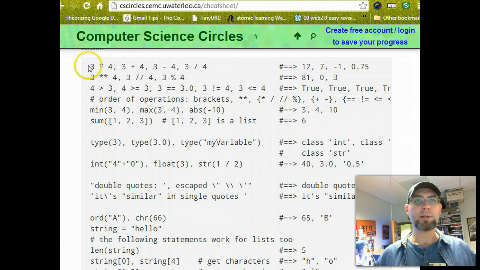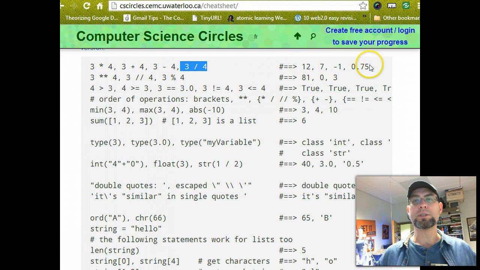So looking at these top items here, 3 star 4, which is the same as 3 times 4, the result is over here, is 12. 3 plus 4, the result 7. 3 minus 4, the result is minus 1. And 3 divided by 4, the result is 0.75.